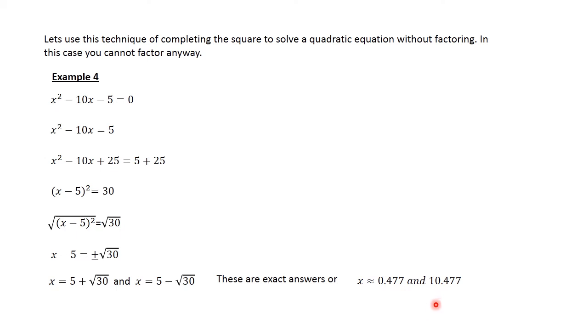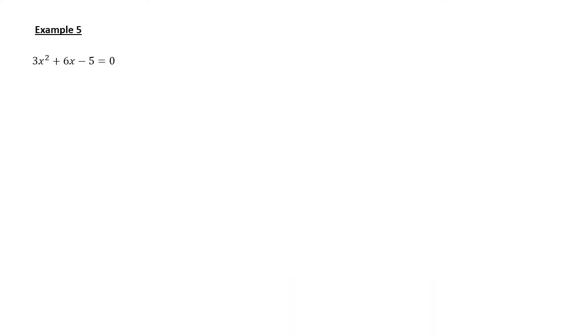You can try that on your calculator by taking the square root of 30 and adding it to 5, and taking the square root of 30 and subtracting it from 5. Those are the two answers that I got using my calculator. So these are exact answers, and these are reasonably close approximate answers.